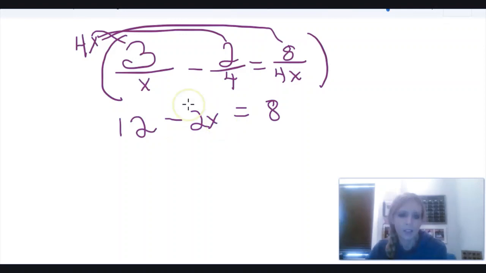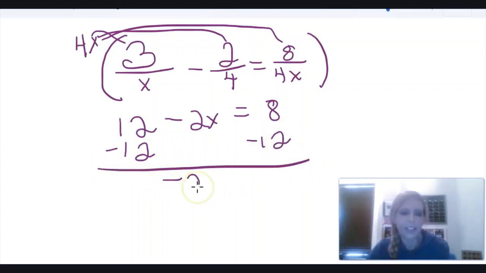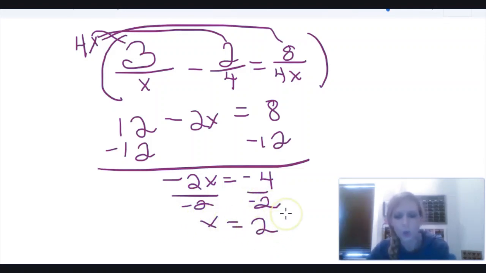Now, still trying to isolate that x, what I need to do is subtract 12 from both sides. That's going to leave me with negative 2x equals negative 4. Now all I have to do is divide by negative 2, and I'll find out that x equals 2. Woohoo! Awesome job.